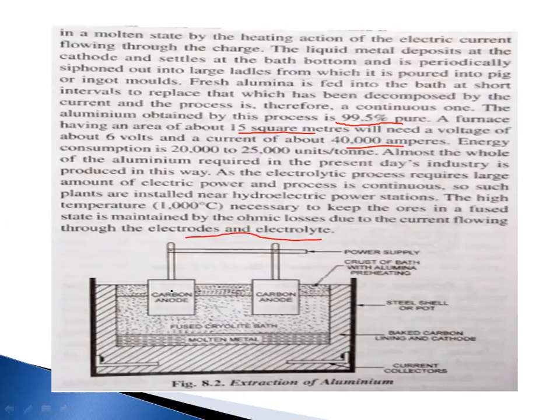See, this is the carbon anode, these both, and here the power supply is given. This is the crust of bath with alumina preheating stage, this one. And this is the steel shell or pot. This one is the baked carbon lining into the cathode, and this is the current collectors. So this is the structure of extraction of aluminium process.